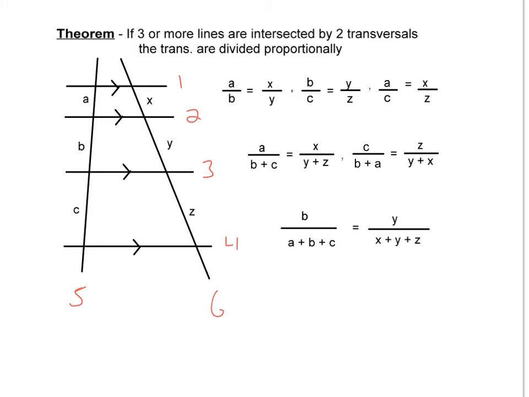So in other words, we can say A is to B as X is to Y, or if you preferred, you could have said A is to X as B is to Y. You can say B is to C as Y is to Z, right? You could say A is to C as X is to Z. You could have said A is to X as C is to Z. We could say A plus B is to X plus Y as C is to Z, etc. These are all proportional segments.